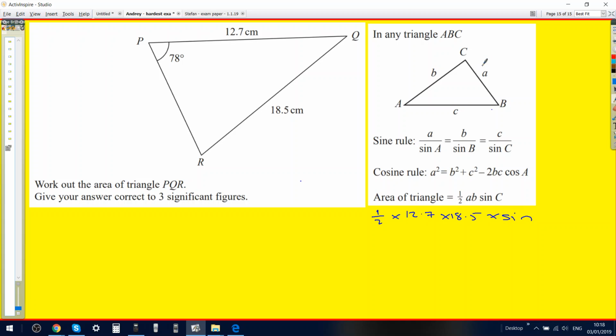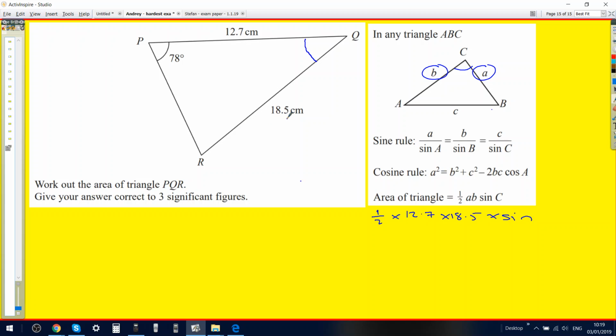So it's half AB sine C, any two sides and the angle between them. So just like the cosine rule. And so we don't yet have this angle. And so you were correct, you would have to use the sine rule to find that angle.